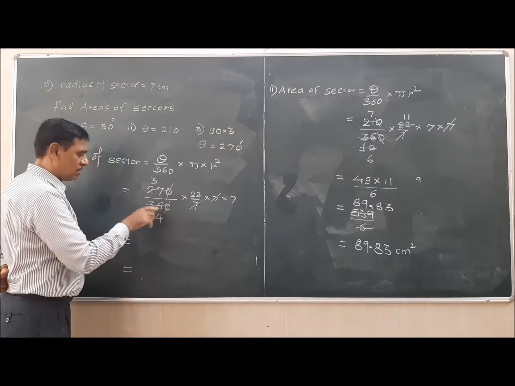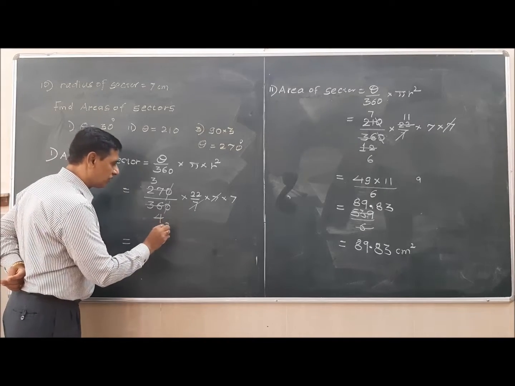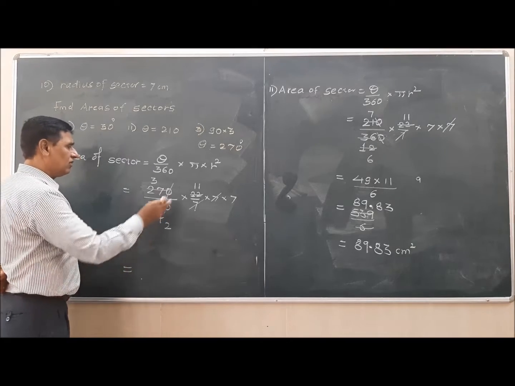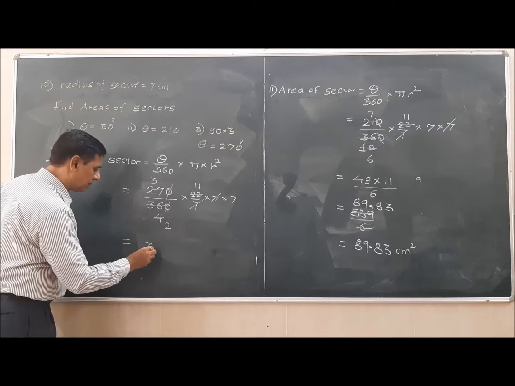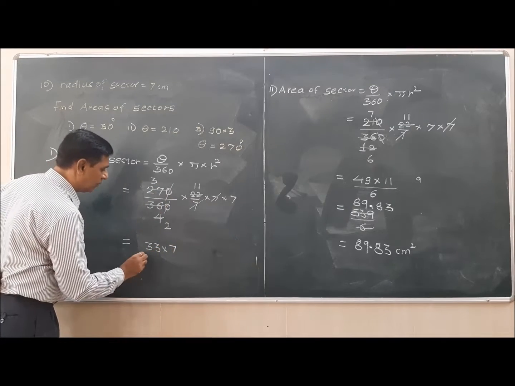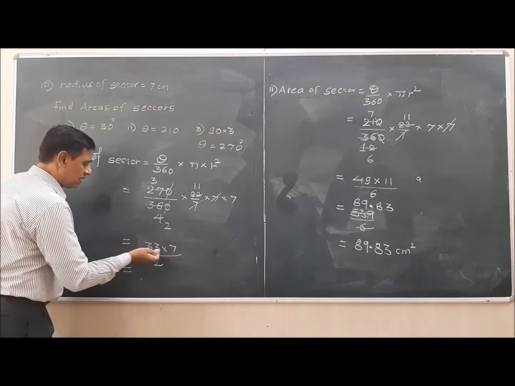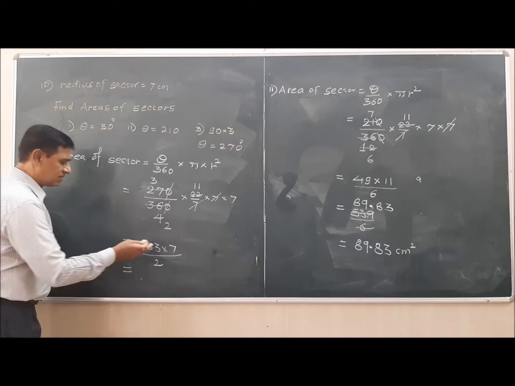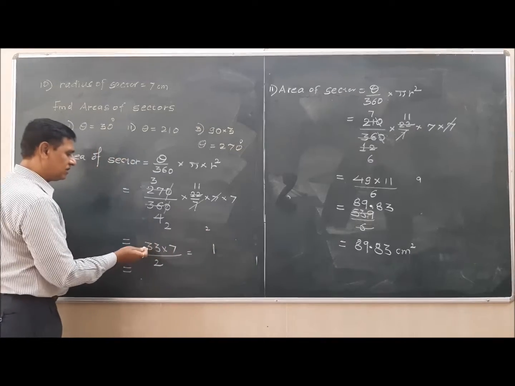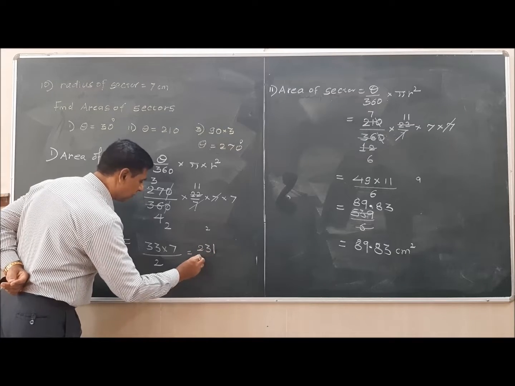upon 4. Since 22 and 4 are even numbers, 2 twos are 4, 2 elevens are 22, 2 twos are 4. Then you will find 11 threes are 33 into 7 upon 2. Next step is 33 into 7. 7 threes are 21. Carry 2. 7 threes are 21 plus 2. That is 23 upon 2.